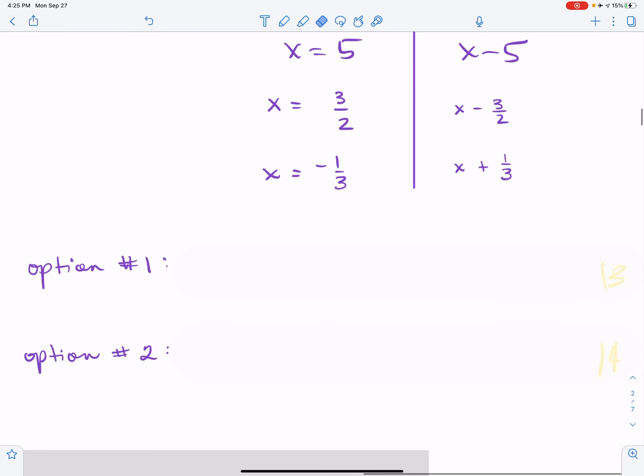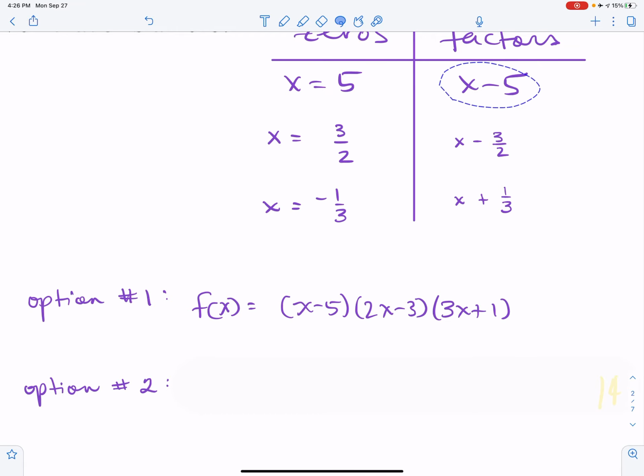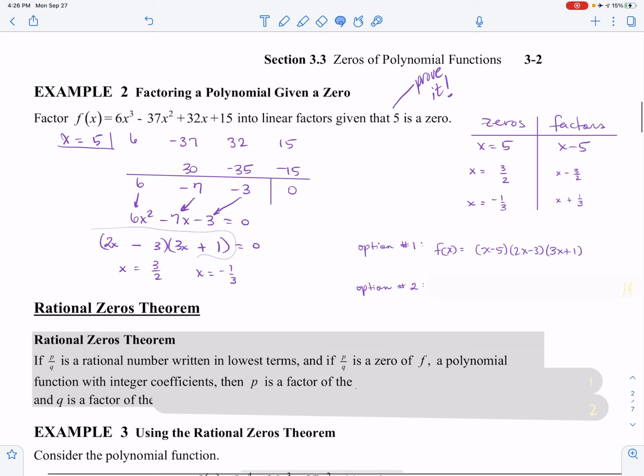Right? So I have two different ways that I could look at this. Option number one, I could use the first factor I found, which was x minus 5. And then notice that these other two factors I found were what I had from over here. By the way, they correspond with these two factors. Okay, they're not the same thing, but they're almost the same. And then option number two for factoring into linear factors, which is what the directions told me to do.